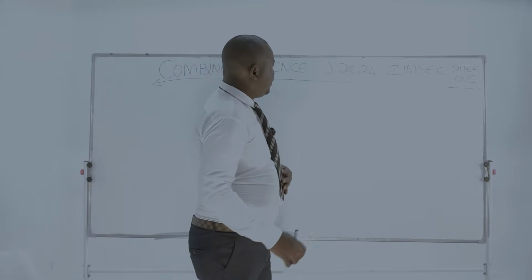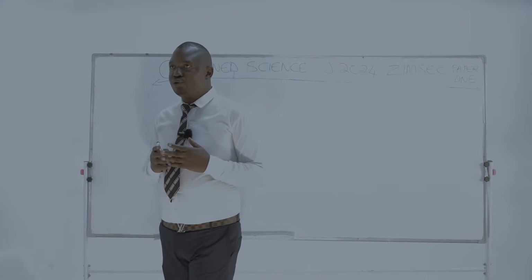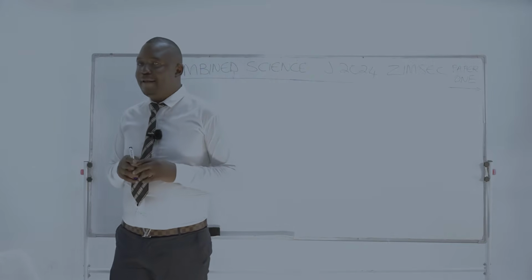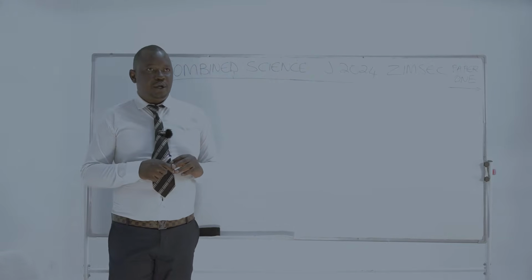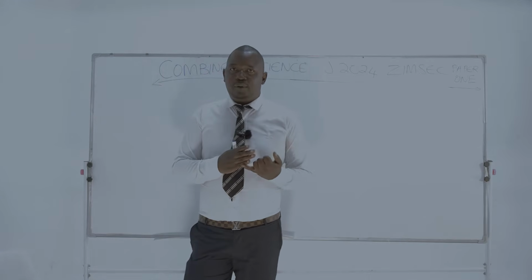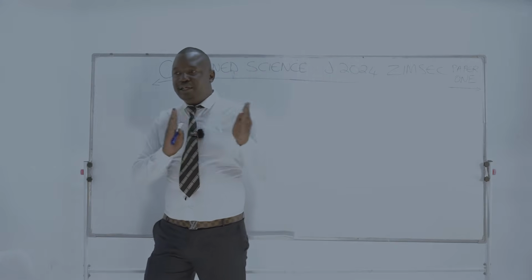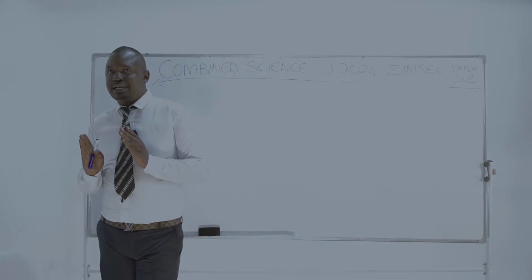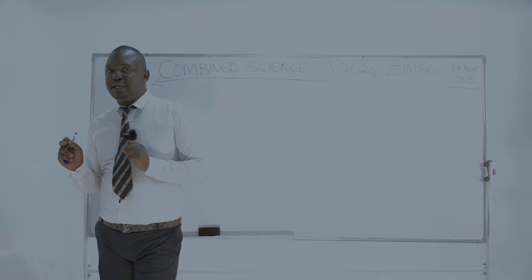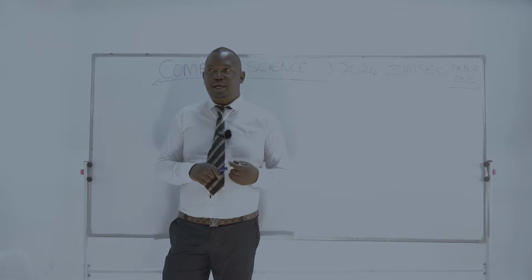Right. In this video, I'm going to be discussing the Zimbabwe Schools Examinations Council June 2024 Paper 1 Biology section. This is going to be a three-part series. This is part 1, where we are looking at the biology section only. In part 2, we're going to be looking at the chemistry section, and in part 3, we're going to be looking at the physics section.